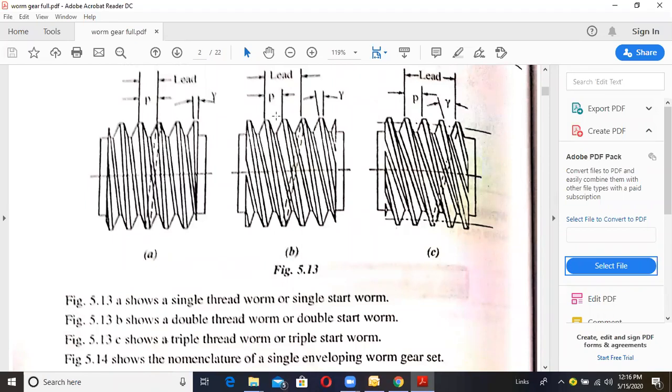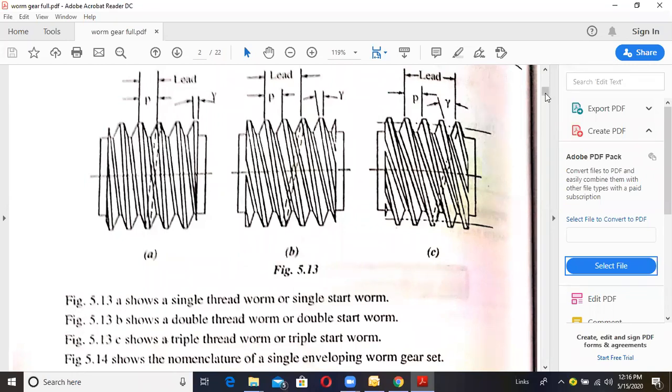The distance from one tooth to another is the pitch, so the addition of 2 pitches is the lead. So here lead is equal to 2 times pitch. For the third figure, lead is equal to 3 times pitch, or 4 times pitch. Therefore, figure A is single start, figure B is double start, figure C is triple start, or n number of starts. And gamma is the lead angle, that is, the slope of the thread.